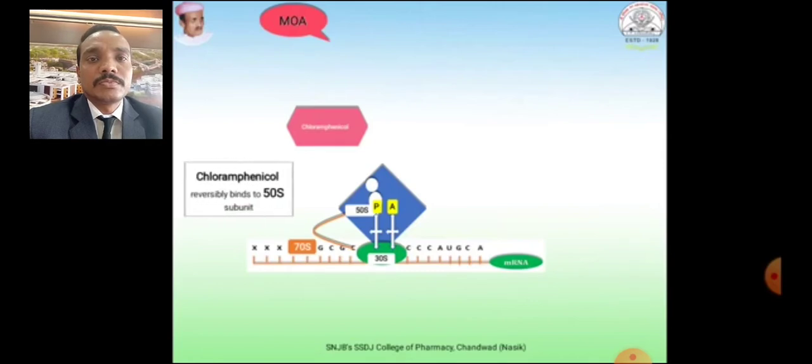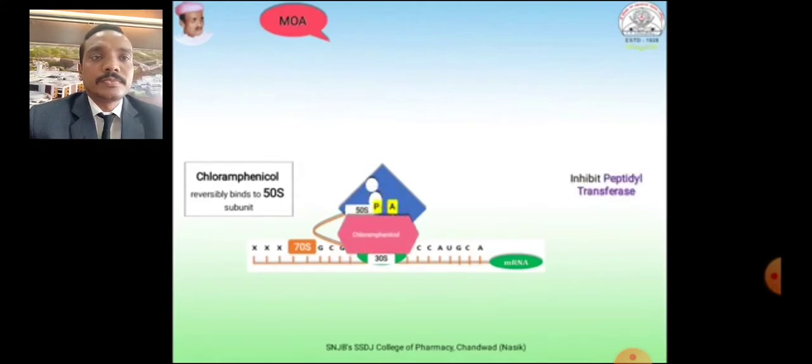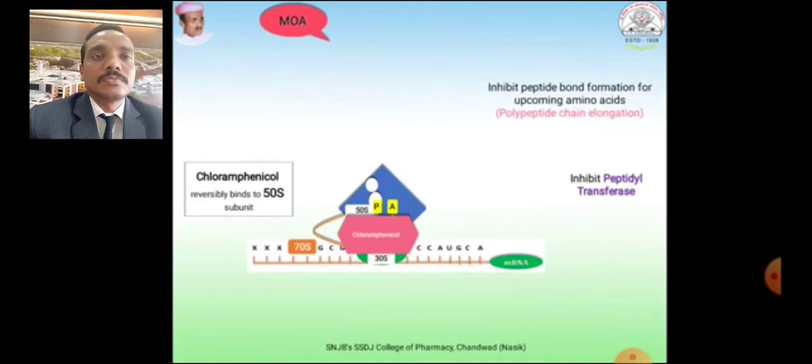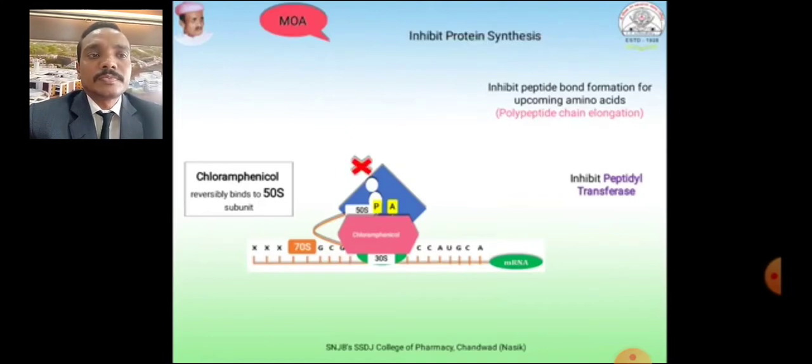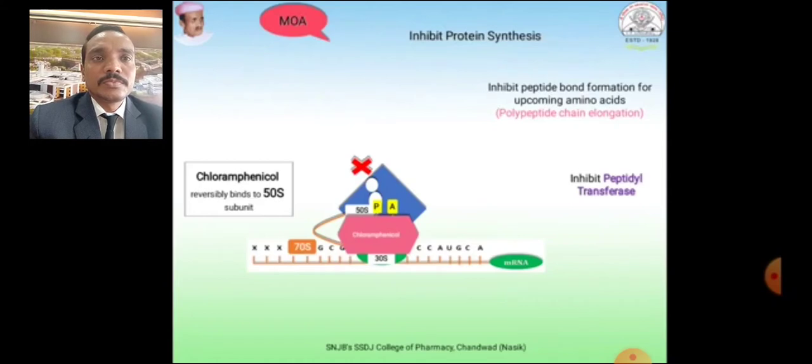When chloramphenicol binds to the 50S ribosomal subunit, it inhibits peptidyl transferase, which leads to inhibition of peptide bond formation for the next upcoming amino acid. That means elongation of the polypeptide chain is inhibited, and so there is no further protein synthesis in bacteria, which leads to the death of bacteria.